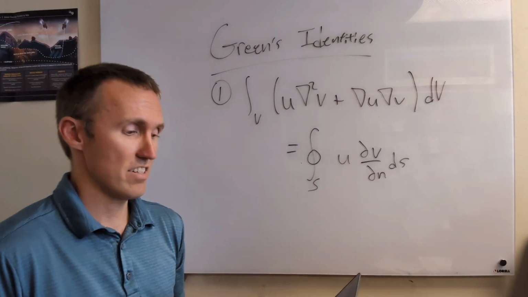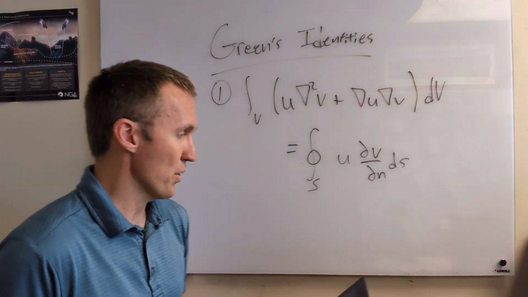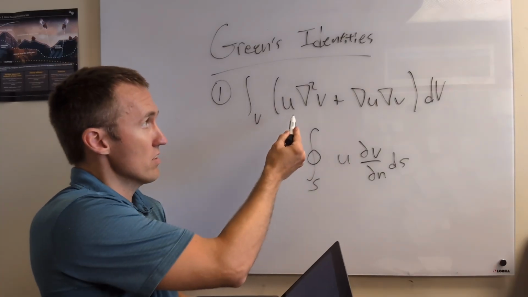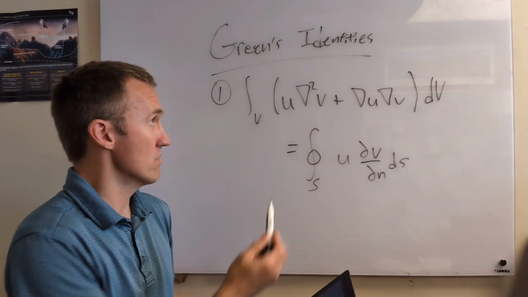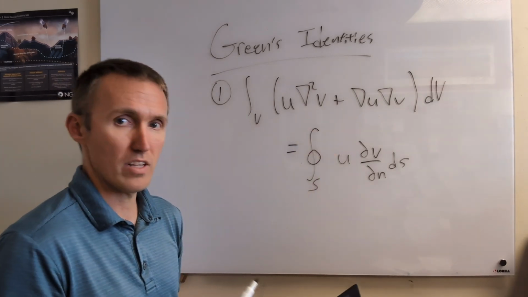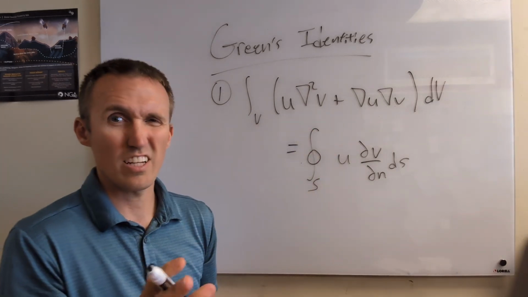Okay, so this is based on the divergence theorem. We have an integral over a volume of u del squared v. So I have u and v here. I should probably use something different. Let me change v to w, just so it's a little easier to see.